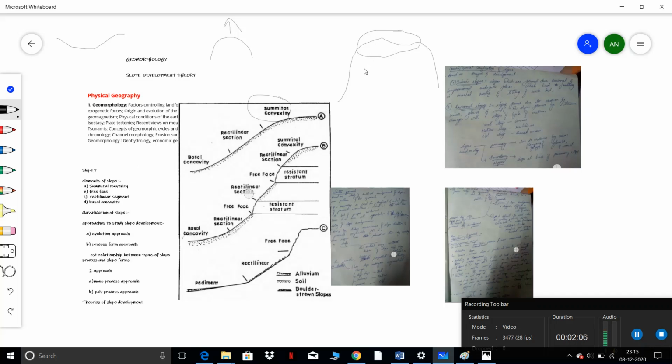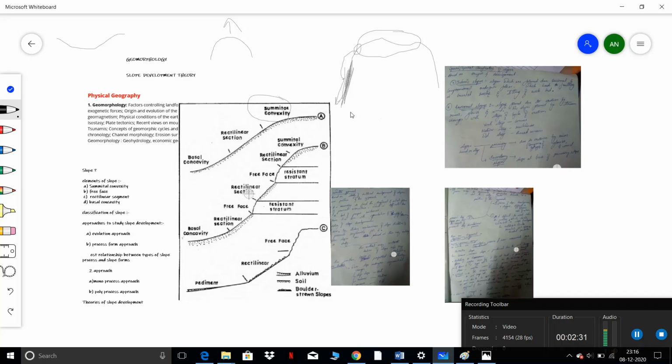Summit means top portion. This rectilinear section is the linear segment present in the hill slope, where the debris which is denuded and comes over here won't rest. It will go downwards. That portion is called the rectilinear section, where the debris will be in continuous motion.